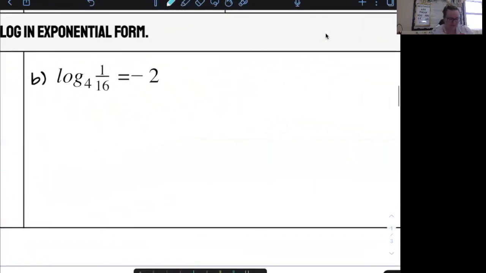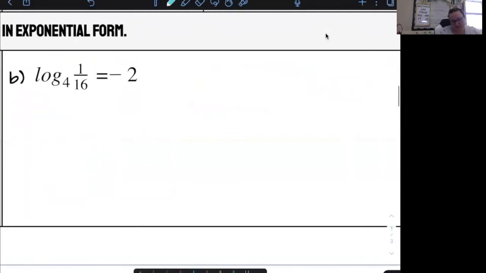All right, now you try. So log base 4 of 1/16 is equal to -2. Put that into exponential form.